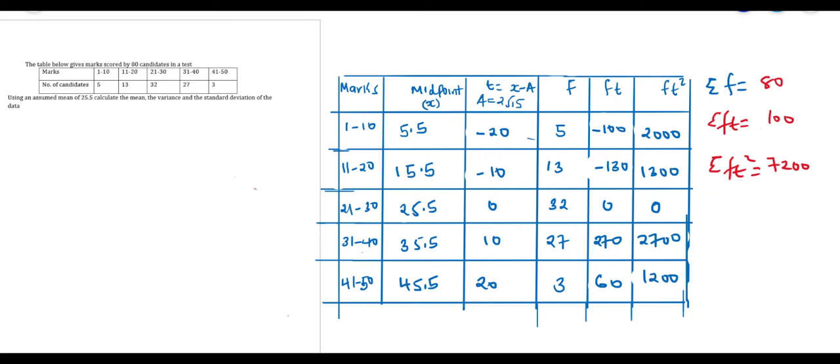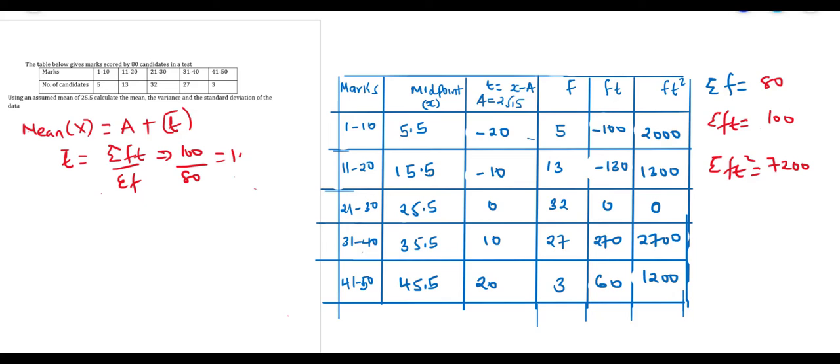So the first thing is we need to get the mean. For us to get the mean of x, it is equal to the assumed mean a plus the mean of t. The formula for the mean of t is summation of ft divided by summation of f. So the summation of ft is 100 divided by the summation of f, which is 80, that's equivalent to 1.25. So we need to get the mean of x now. The mean of x is a plus the mean of t, which is 1.25. So a is the assumed mean, which is 25.5 plus 1.25, that is the same as 26.75.